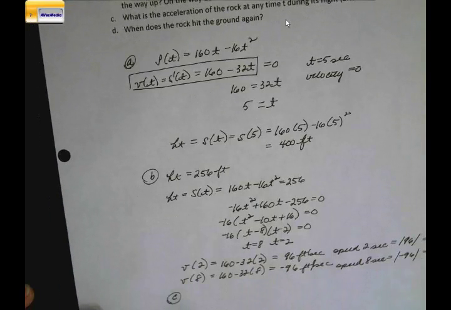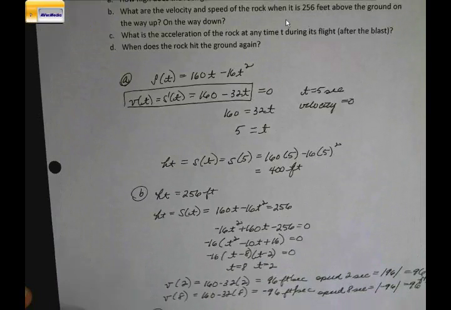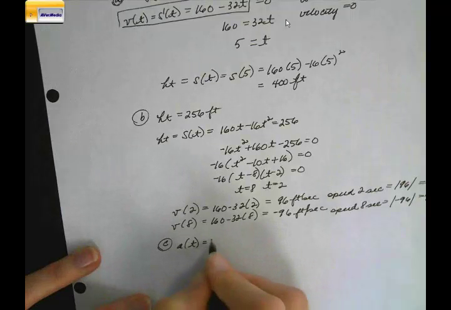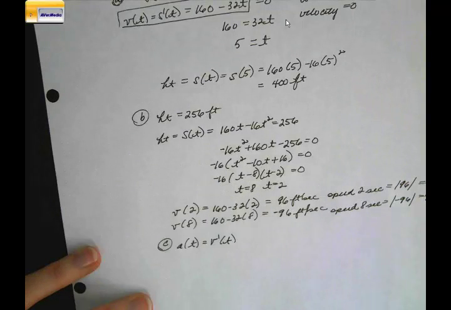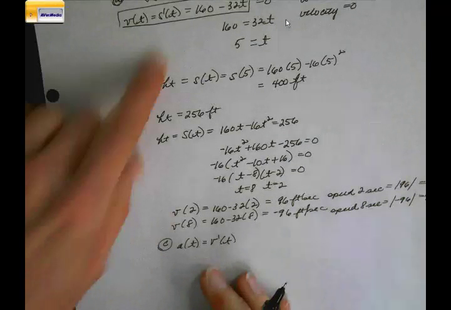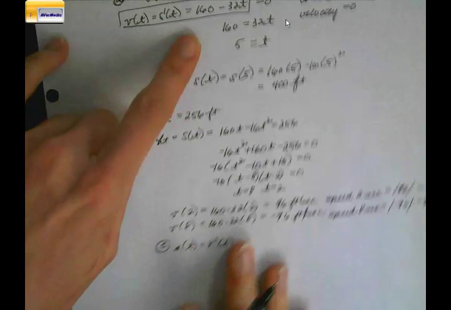Okay, part C. Hope I don't have a whole lot to do because I'm running out of space. What is the acceleration of the rock at any time during its flight? Well, that's an interesting question. Let's just figure out what acceleration is. Okay, acceleration is the first derivative of velocity, the slope of the velocity line. Where's velocity? Up here in the square.